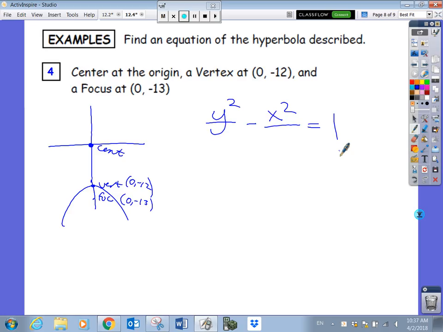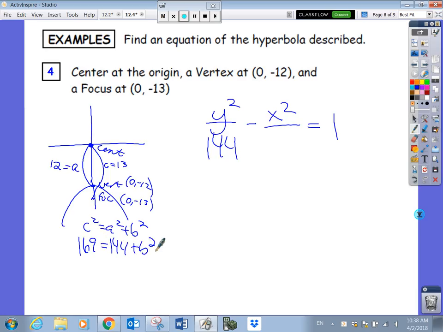This distance from the center to the vertex is a, which is 12. A squared's first, so 12 squared, 144. The distance from the center to the focus is c, which in this case is 13. So we have to use c squared equals a squared plus b squared. So 13 squared, 169, equals a squared, 144, plus b squared. So you subtract 144 and you get 25. So b squared is 25.